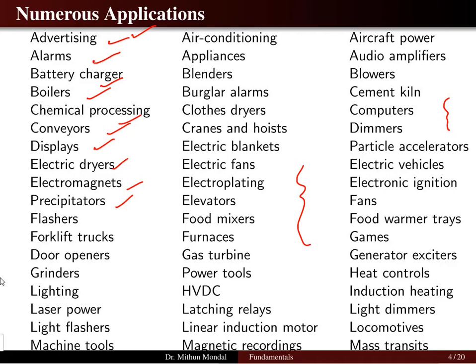So from low power to high power, for example, high voltage DC transmission, which is a very high voltage transmission of electric power. And even in industries where we require elevators that carry very high loads. So every instrument nowadays has power electronic devices.